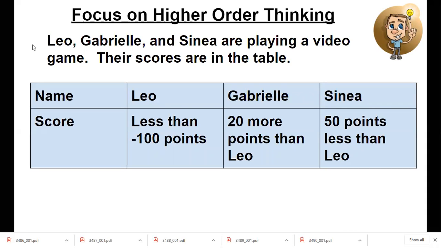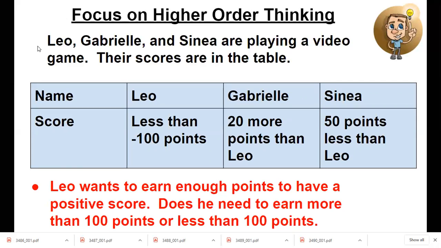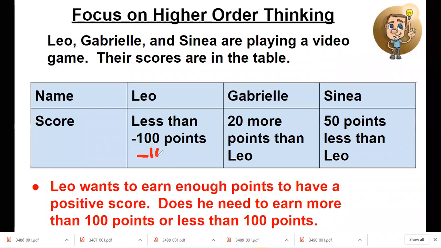All right, how are we going to do this? Leo wants to earn enough points to have a positive score. Does he need to earn more than 100 points or less than 100 points? He wants to have a positive score. Right now, his score is less than negative 100 points. So he could be negative 101. What else is less than negative 100? Could be negative 102, right? He could be negative 300, right? He could be even lower than that. Anything less than negative 100 on the number line.